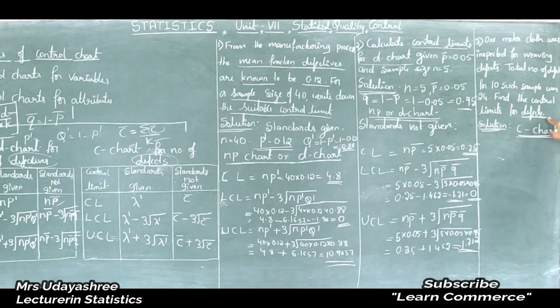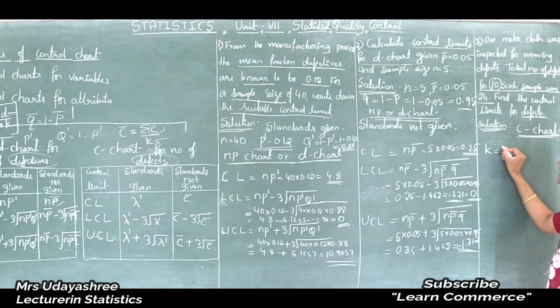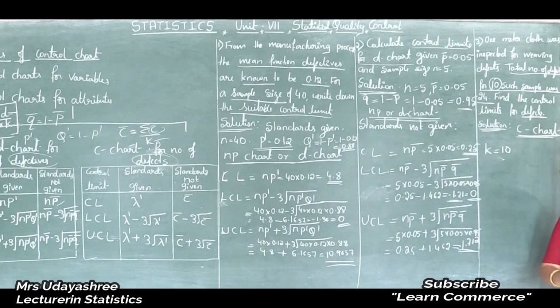Okay, now see the given observations. What observations are there? 1 meter cloth was inspected for weaving defects. The total number of defects for 10 such samples was 24. Here they didn't give the sample size, they gave the sample. Sample in the sense what? Here K observation is given, that is the sample number or subgroup number. So 10 samples, that is the K value. So here K is given.